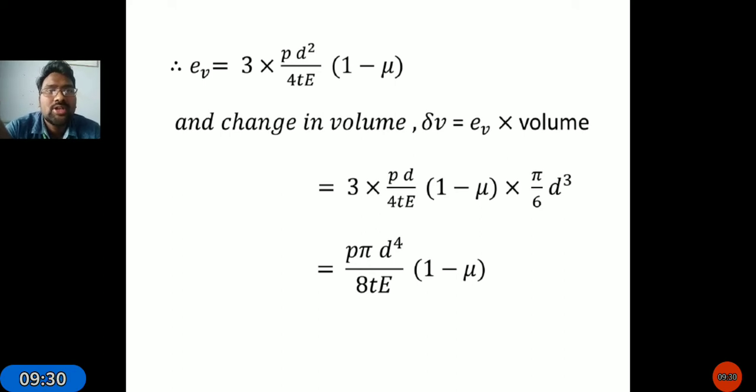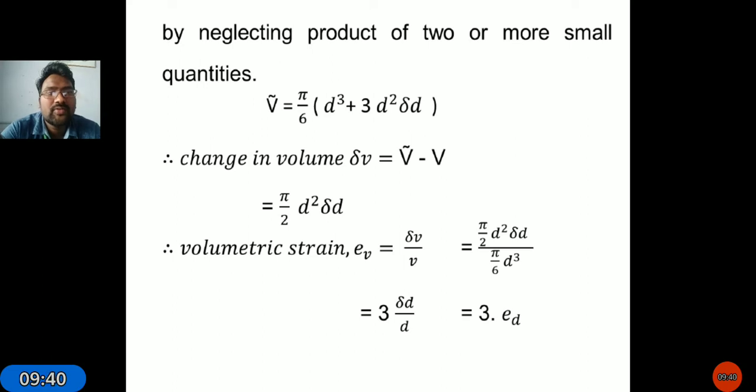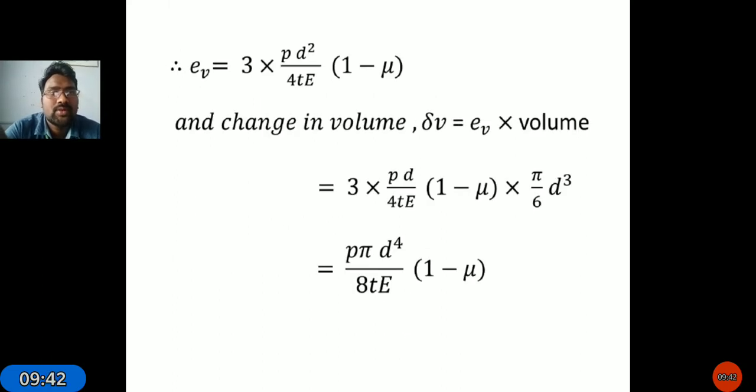Next, by substituting the value of circumference strain in this equation, it means 3 into PD by 4tE into (1 minus mu). In place of epsilon D we place this one. Finally, we calculated delta V equals epsilon V into volume, where epsilon V equals 3 into PD by 4tE into (1 minus mu), into pi by 6 d cube. Here PD by 4tE, the square is a mistake. Okay, here the formula is PD by 4tE.